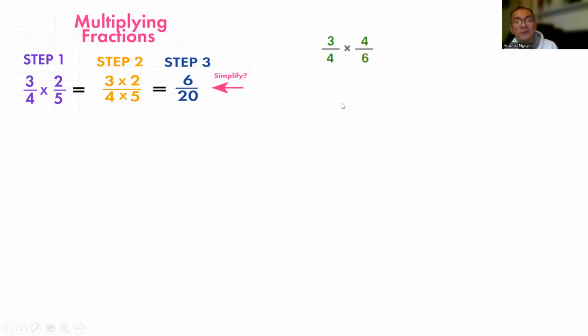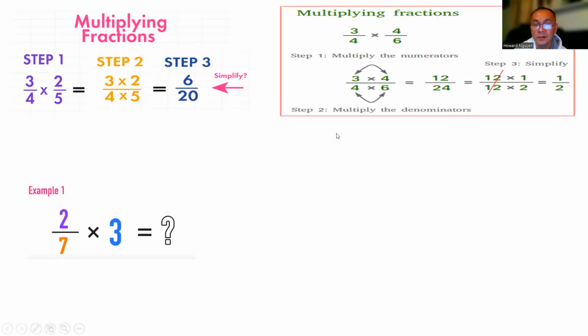Now do this by yourself. 3 over 4 times 4 over 6. So again, you have the problem. Follow the second step here. Take the numerators, multiply together. Take the denominators, multiply together. So as you can see here, 3 times 4. So in the problem, 3 times 4 is 12, 4 times 6 is 24. Half of 24 is 12. That's why your answer is 1/2.